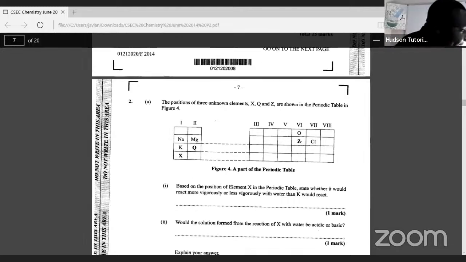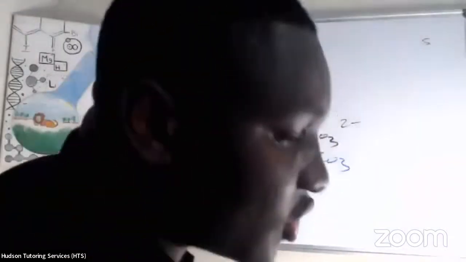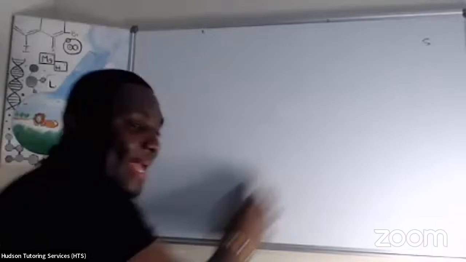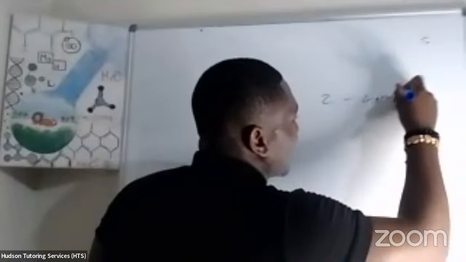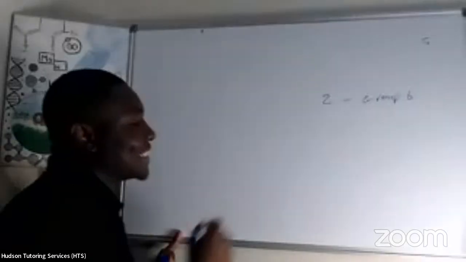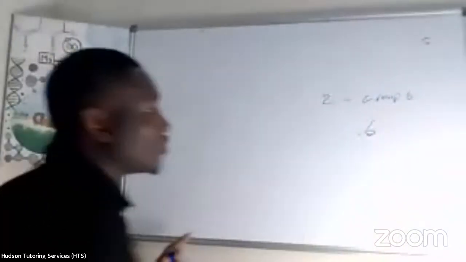Let's go to the whiteboard. Element Z reacts with sodium. What does this mean about element Z? Element Z is in group 6. Remember that the group that you're in is a representation of the number of valence electrons that you have. So basically, element Z in group 6 suggests to us that the valence electrons are 6. That is to say, it has 6 electrons in its outer shell.